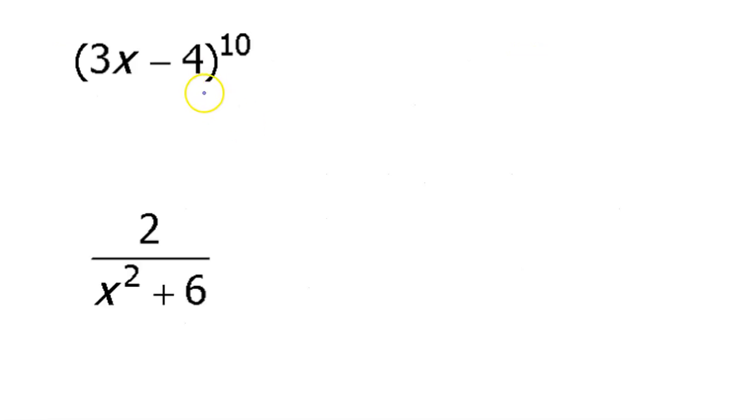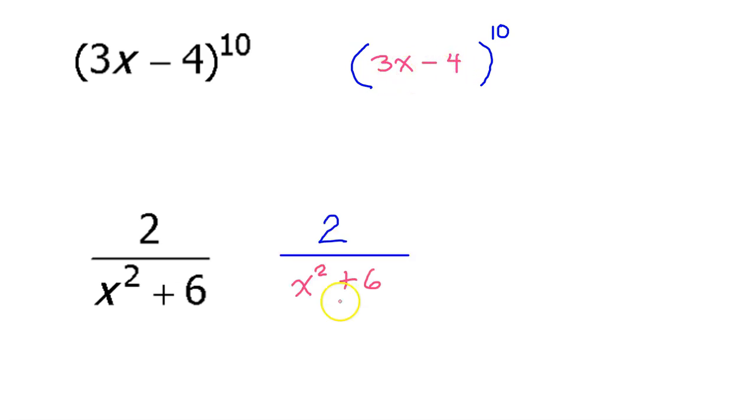You're going to need the chain rule when you have a function that's inside of another function. In this case, the outer function was x to the 10th power, and the inner function 3x minus 4 is being plugged into it. This one is less obvious, but we can think of the outer function as 2 over x, and the inner function x squared plus 6 has been plugged into that.